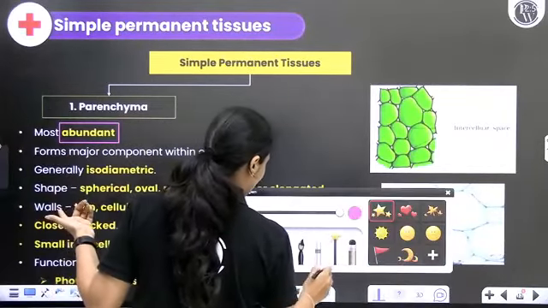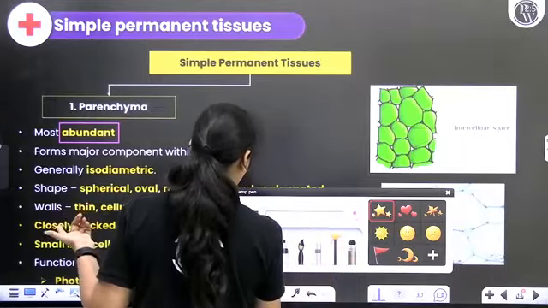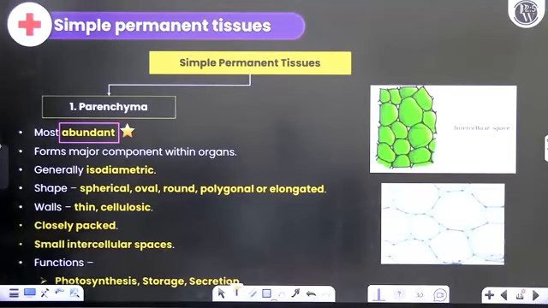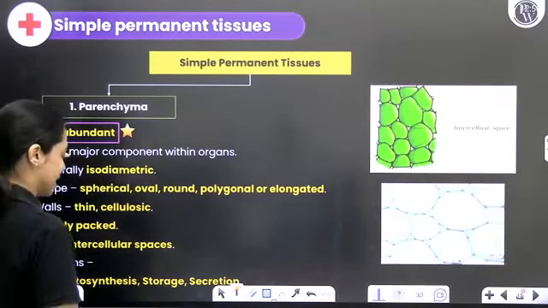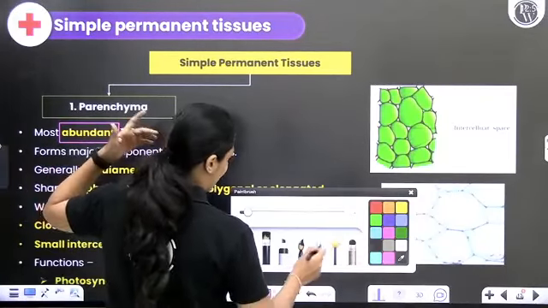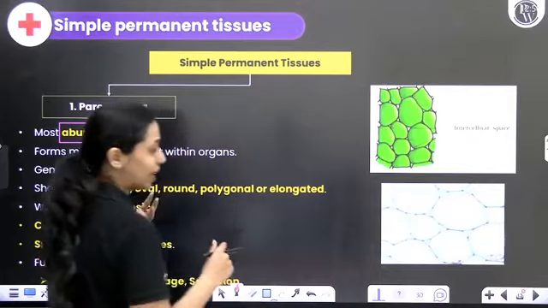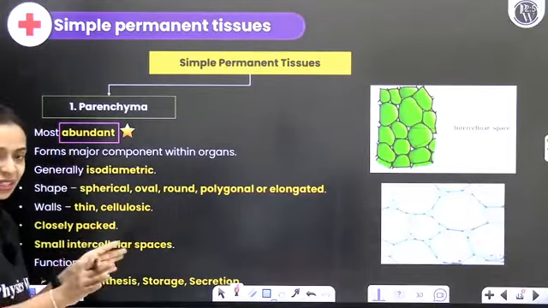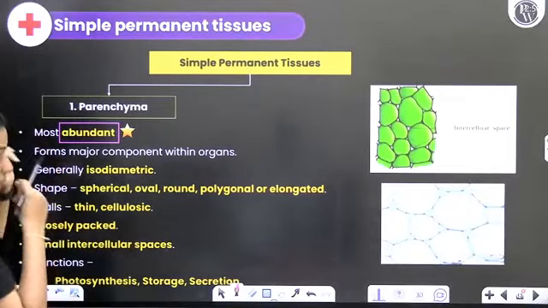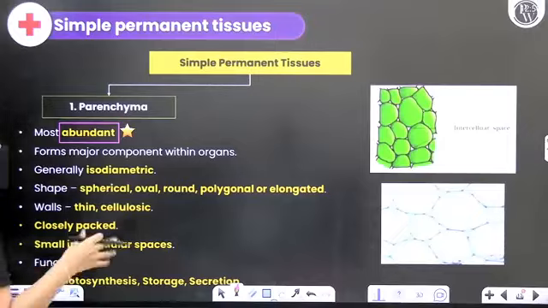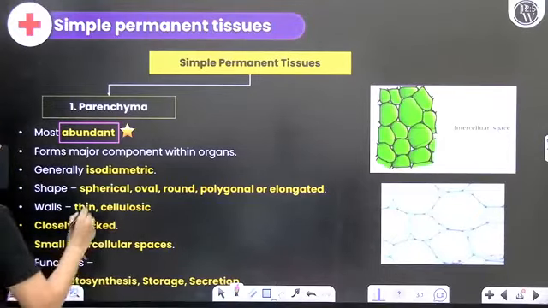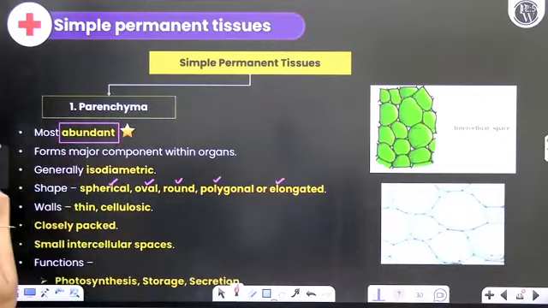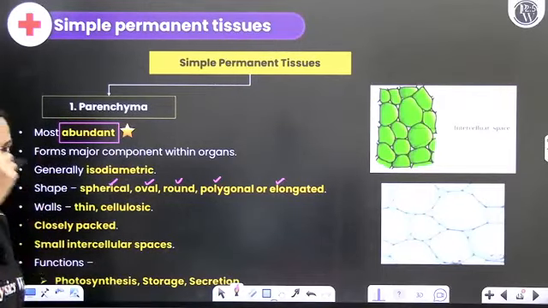When we learn about anatomy in our next class, you will be able to understand how Parenchyma is so abundant, because we'll see that Parenchyma is pretty much present everywhere. So this is present in the soft parts of the plant. Of course, like all plant cells, even Parenchyma cells will have a cell wall, but the cell wall is very thin here. Okay, so the cell wall is not very thick, it is very thin, and it forms a major component within organs. Talking about its shape, it comes in so many different shapes. It can be spherical, it can be oval, round, polygonal, elongated. More about where what shape is present, in our next class you will understand.